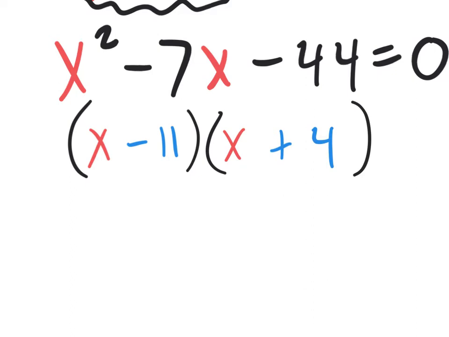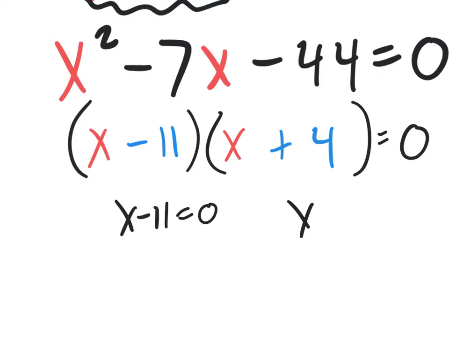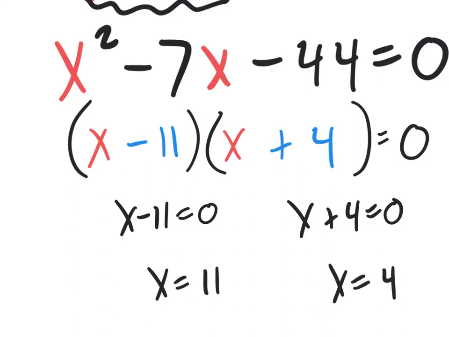So what I've done is I've made it look like a quadratic trinomial. That way I could factor it, that way I could split it and solve it. X minus 11 equals 0. X plus 4 equals 0, which tells me that x equals positive 11 and x equals positive 4. Now, ladies and gentlemen, these are not answers yet.